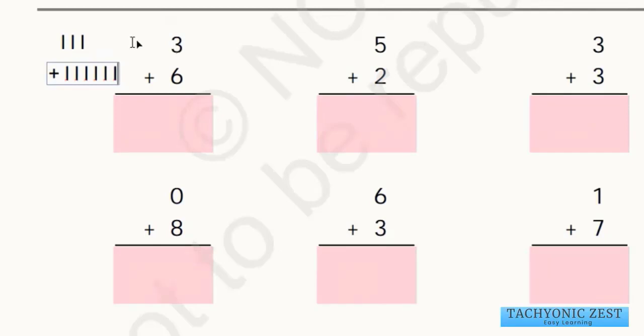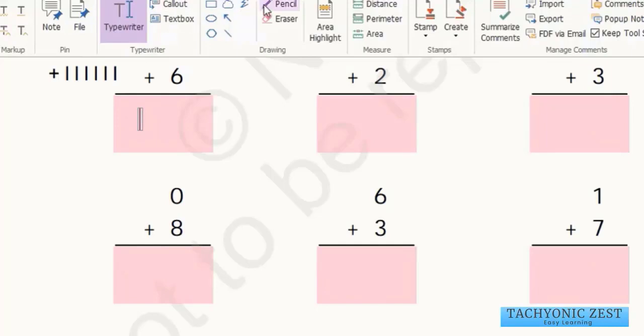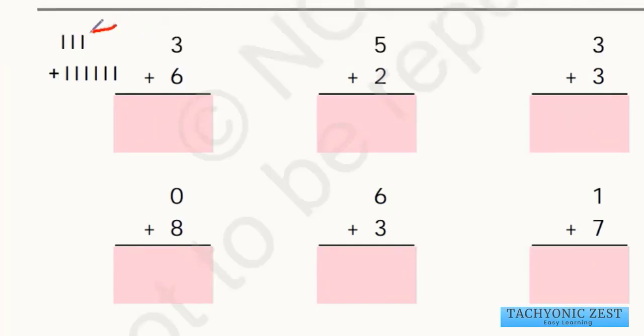So at first there was 3 sticks, then plus we added 6 more sticks. So what is the total answer to this question? To find that, we will count the total number of sticks here. So kids, you can either follow the balls approach or the sticks approach, whichever you find suitable. Both are correct.